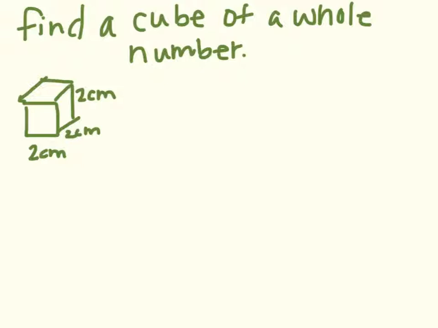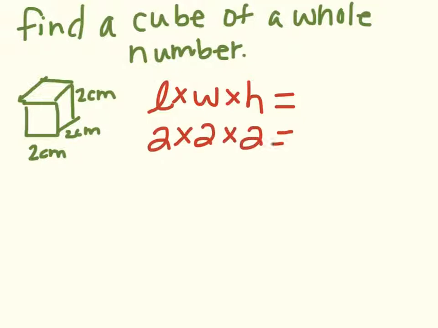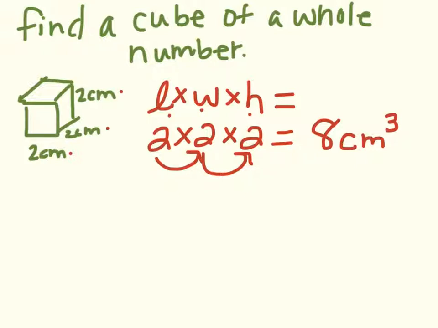A cube has edges 2 centimeters long. Find its volume. Now you'll recall we calculate volume by taking length times width times height. So in this case, the volume of our cube is 2 times 2 times 2. 2 times 2 is 4, 4 times 2 is 8, so the volume of our cube is 8 centimeters cubed. I use a 3 there because we multiplied 1, 2, 3 twos, so our exponent is 3.